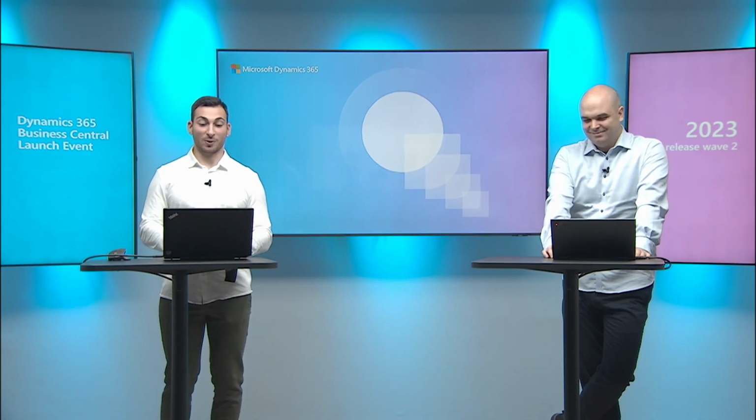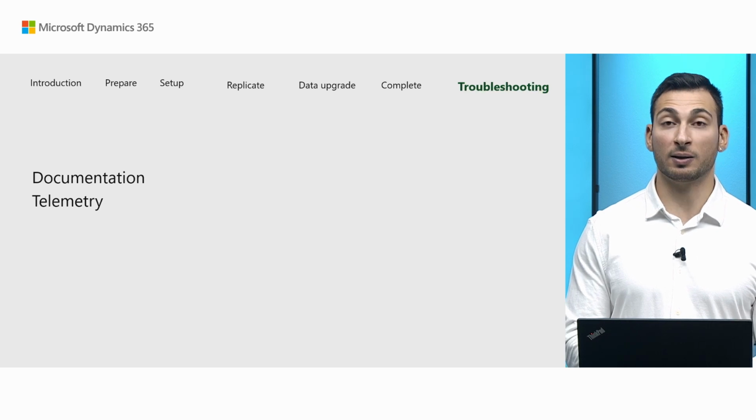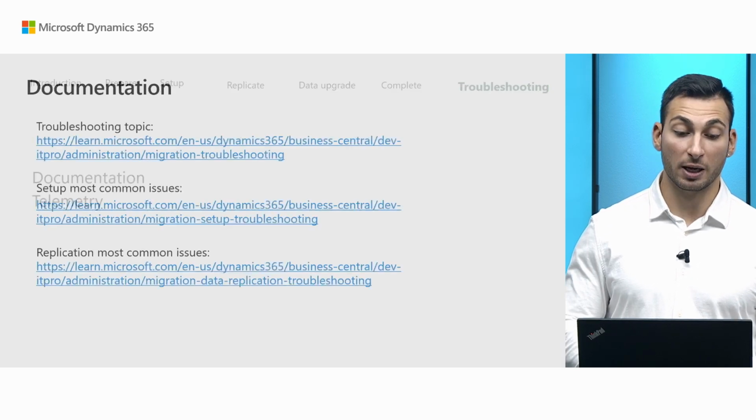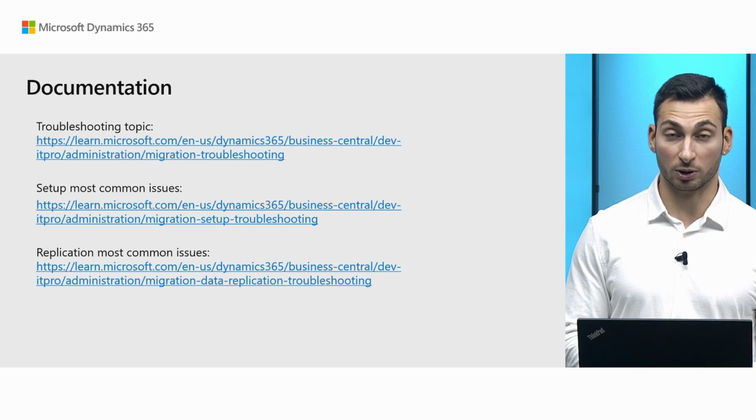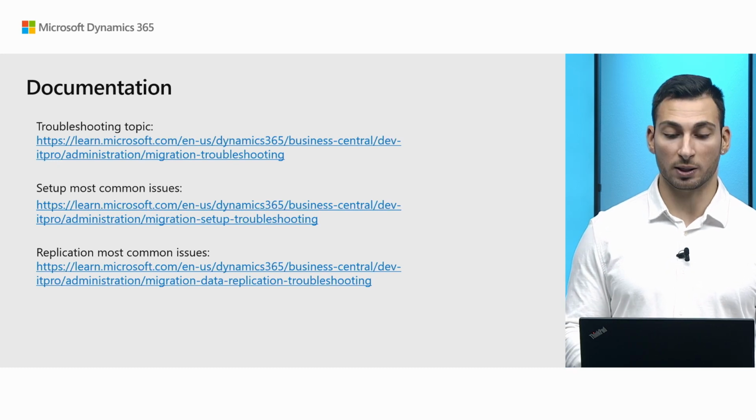All right, Ricardo, can you show us the troubleshooting? Great. So, of course, assuming everything goes fine with your cloud migration setup and replication runs, you probably wouldn't need to check any troubleshooting documentation, but we do have a lot of resources available online that collect some of the most common errors that you may hit throughout the process of cloud migration. There's a more generic page about troubleshooting, but we also collect some of the most common issues that can occur either during the setup or the replication phase. So very useful resources. Most likely the solution for the error you're looking for is already in these pages.